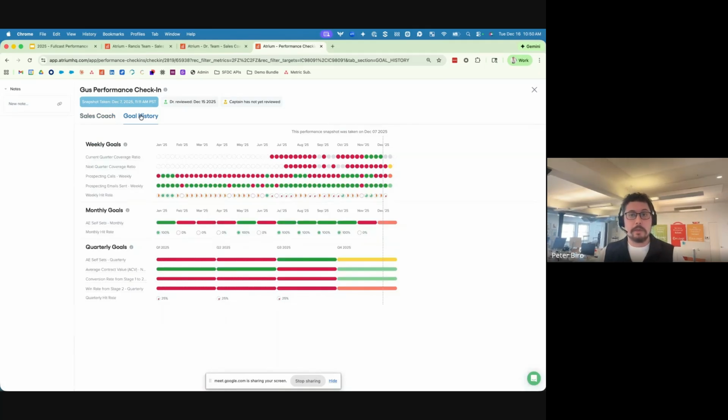And then finally, we can see, hey, how are we doing as we do this work? Are we getting better? Are we reaching these goals? And we can see it very clearly based on the weekly, monthly, and quarterly goals that have been set. This rep is fluctuating. They're doing okay at volumes of activity, but that's not leading to them having great current quarter coverage, next quarter coverage. As of late, they're not getting the self sets they need to build that coverage. And then finally, we can see how that's actually affecting their ability to hit their quarterly goals of things like average contract values, conversion rates through the top of the funnel, and win rates from the bottom of the funnel.